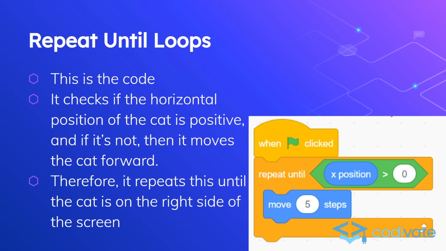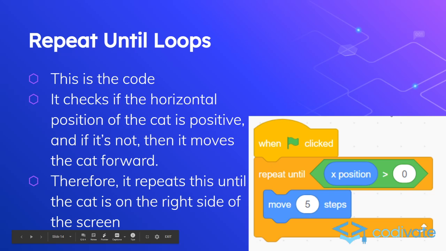What we can do instead is use the X position block, which actually tells us whether or not the cat's on the right side of the screen, because we know from the coordinate plane that if the cat is in the middle, it's at 0, if it's on the left, it's negative, and if it's on the right, it's positive. So we can repeat until the X position is positive, because once the X position is positive, we know it's on the right. So that's really our only condition. It's going to keep repeating until this condition is true, and it's going to move 5 steps.